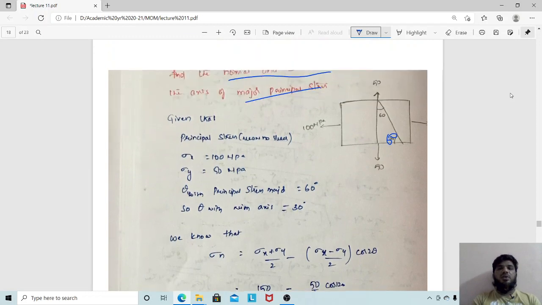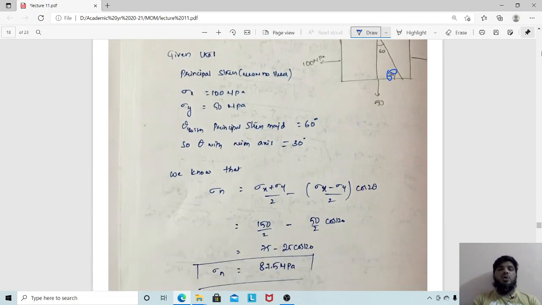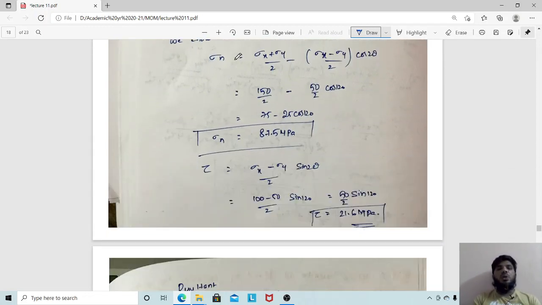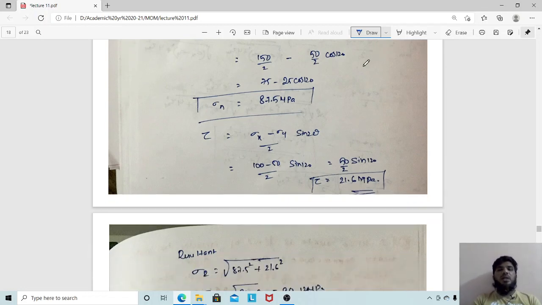What is the formula when two stresses are acting? You have to remember those formulas. Sigma n is equal to (sigma x plus sigma y) by 2 minus (sigma x minus sigma y) by 2 cos 2 theta. When you are writing sigma n, you will always get cos 2 theta here. Similarly, when you write tau, you will write (sigma x minus sigma y) by 2 sin 2 theta.